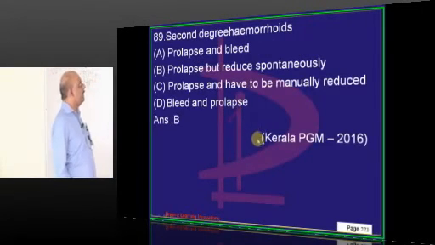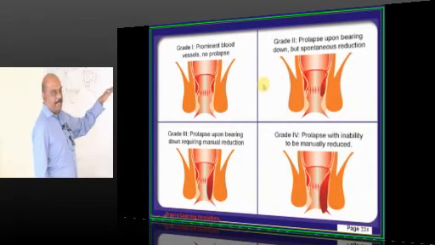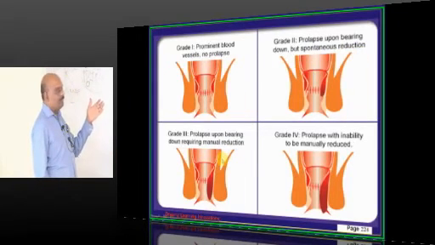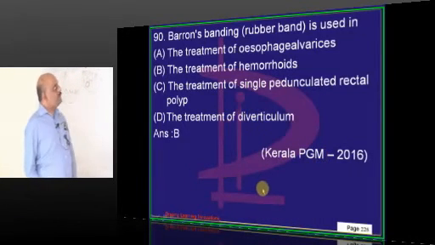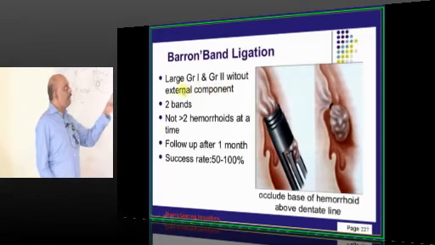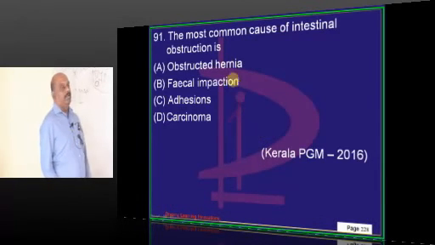Second degree hemorrhoid. This is another favorite question, doctor. Prominent blood vessel, no prolapse is grade 1. Grade 2 is prolapse upon bearing down but spontaneous reduction. Grade 3 is prolapse upon bearing down but manual reduction. Remaining is all grade 4. Barron's banding is used for large grade 1 and grade 2 without external component, such kind of hemorrhoids. Not more than 2 hemorrhoids is what needs to be remembered.